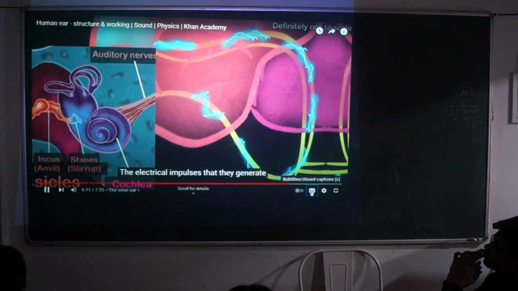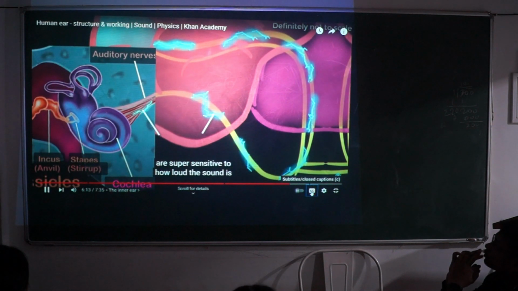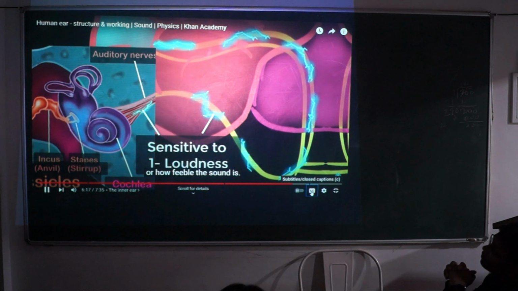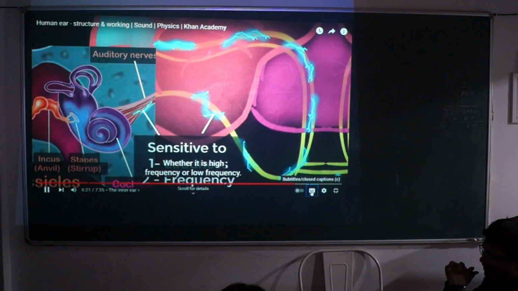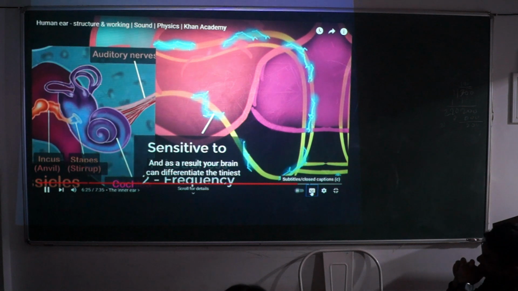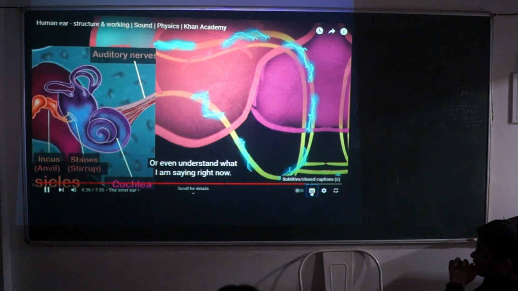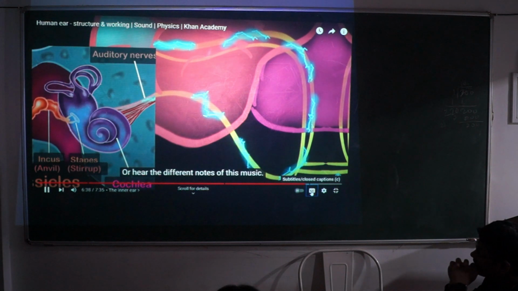The electrical impulses that they generate are super sensitive to how loud the sound is or how feeble the sound is. Whether it is high frequency or low frequency. And as a result, your brain can differentiate the tiniest differences in the sound. And so you can understand different letters or words or even understand what I'm saying right now. Or hear the different notes of this music.